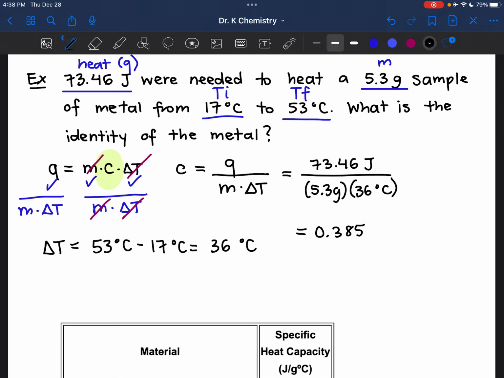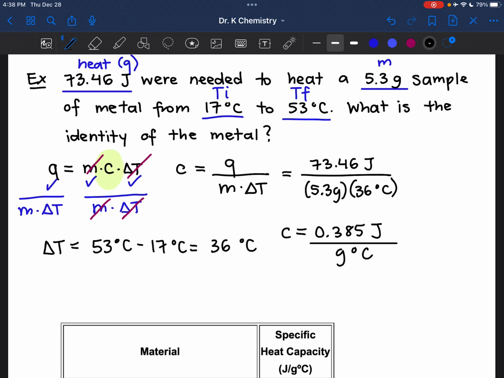Notice that nothing here canceled. Up top we have joules, in the denominator we have grams and degrees Celsius. There's nothing canceling here. And that's okay, because that matches what the unit of specific heat should be. So it should be joules over grams over degrees Celsius, or calories if you were working in calories instead.